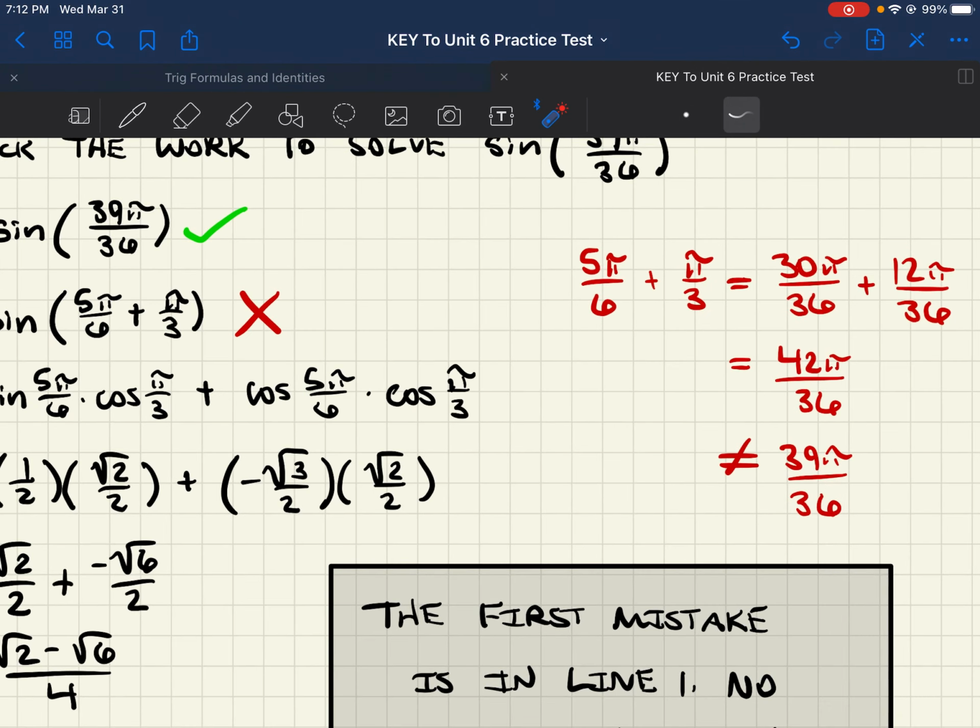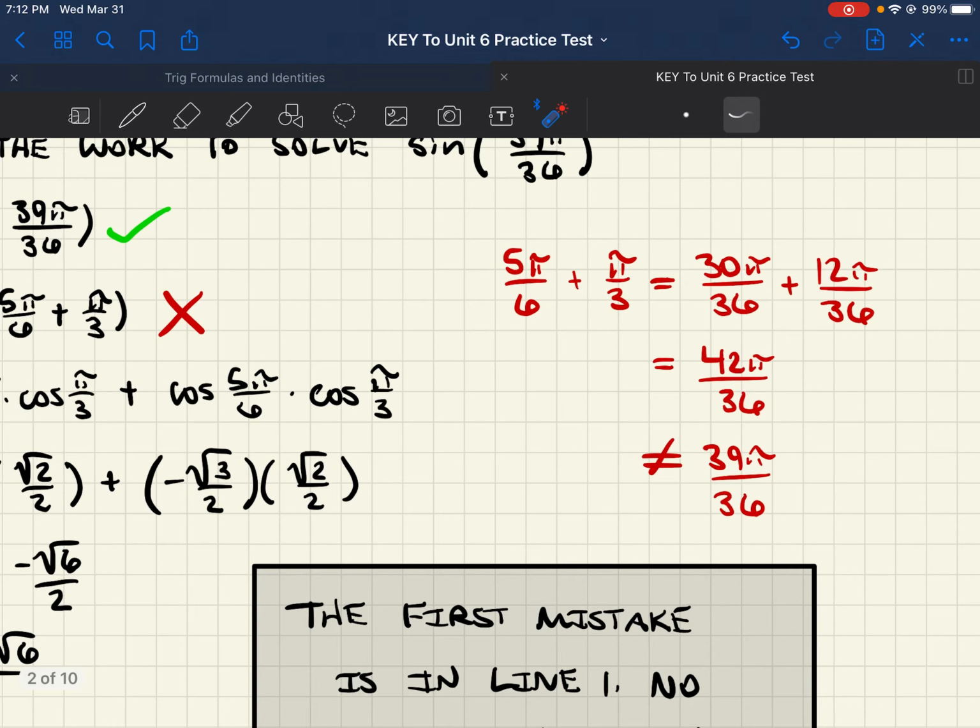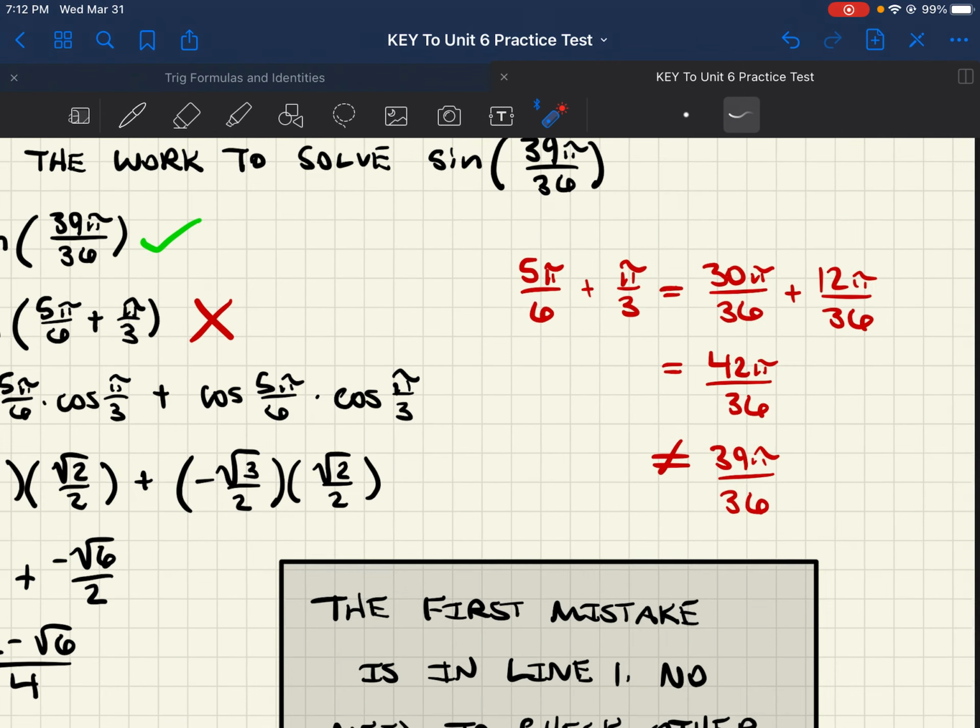But if we actually break it down, 5 pi over 6 plus pi over 3, getting a common denominator of 36, well, the 5 pi over 6 turns into 30 pi over 36. That's multiplying top and bottom by 6. And the pi over 3 is 12 pi over 36. That's multiplying top and bottom by 12. But 30 pi over 36 plus 12 pi over 36 is 42 pi over 36, not 39 pi over 36.